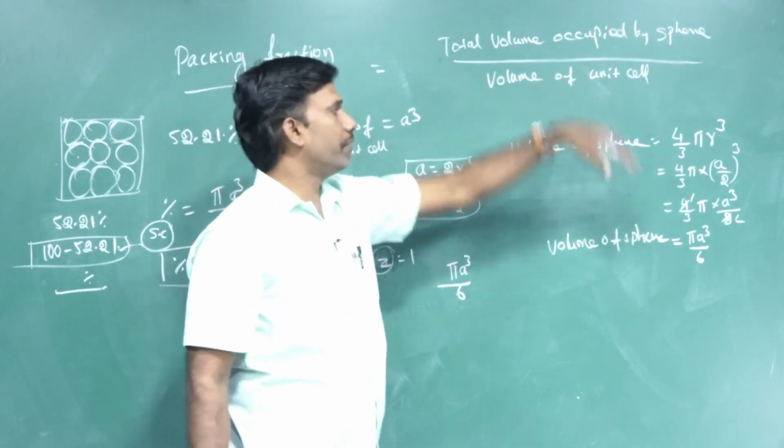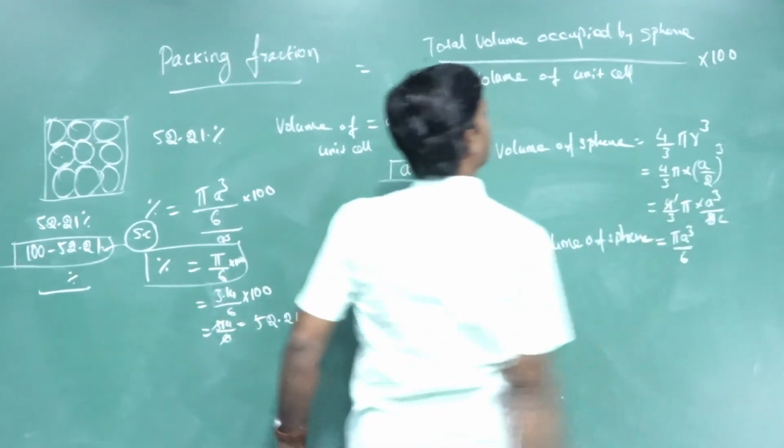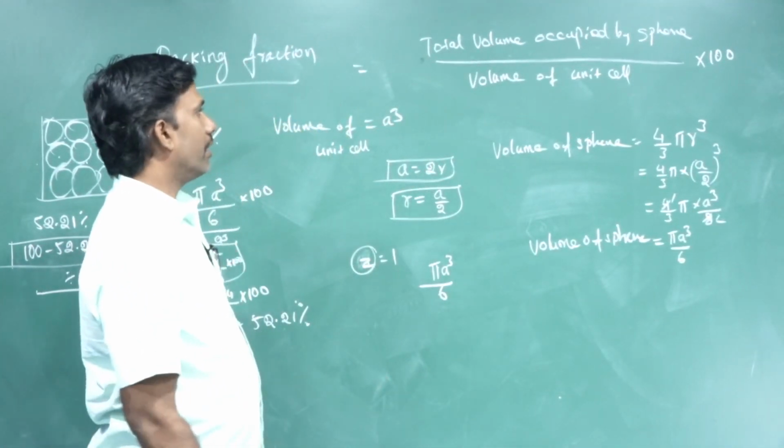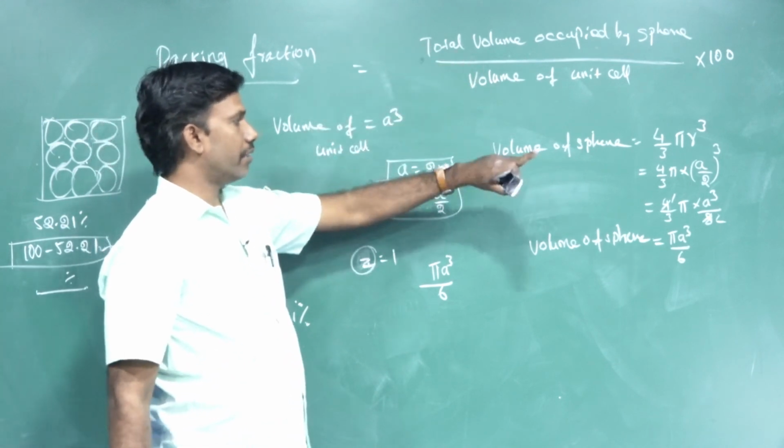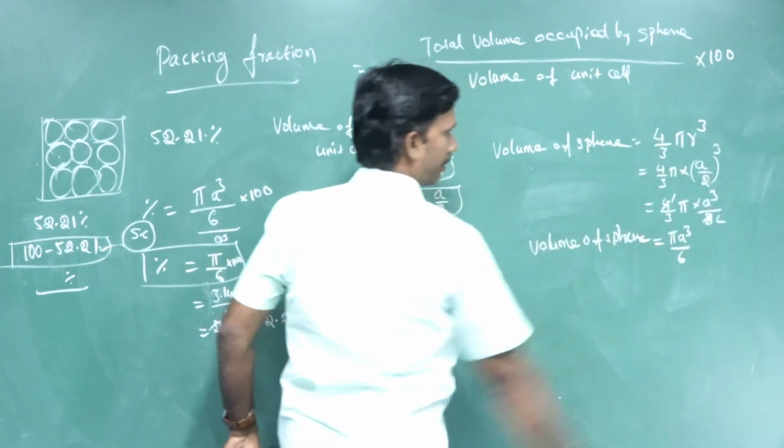Then the volume of the unit cell. If you want it percentage-wise, you have to multiply by 100. Then the total volume of the sphere we can calculate. The volume of the sphere formula is 4 by 3 pi r cube.